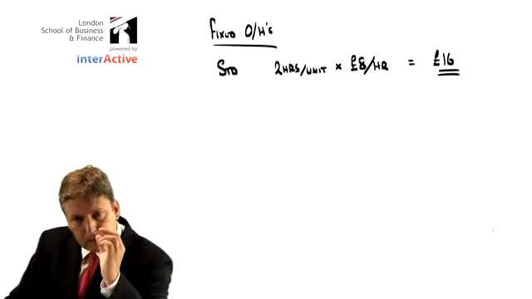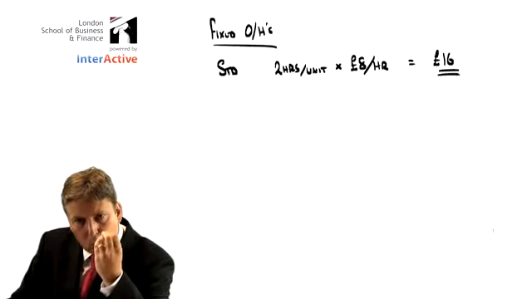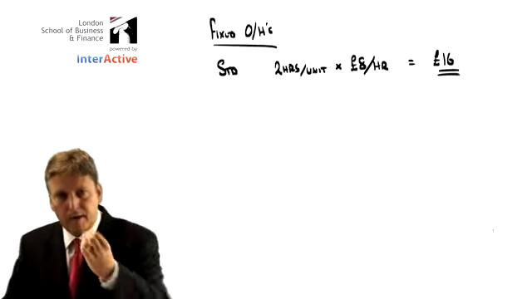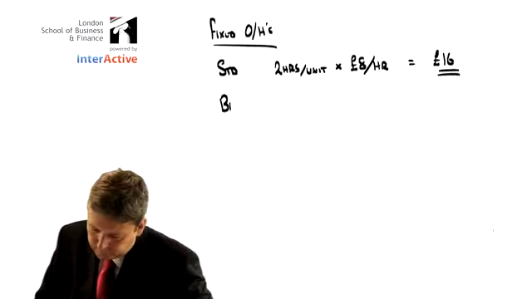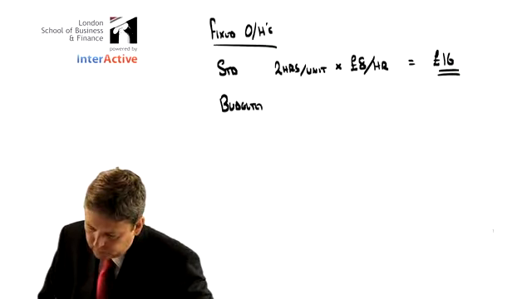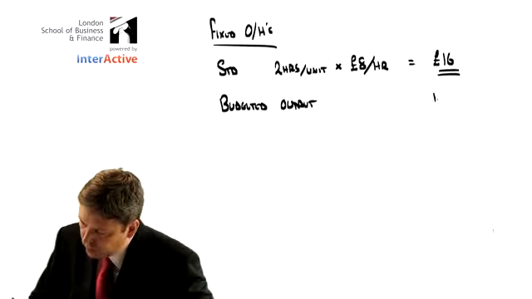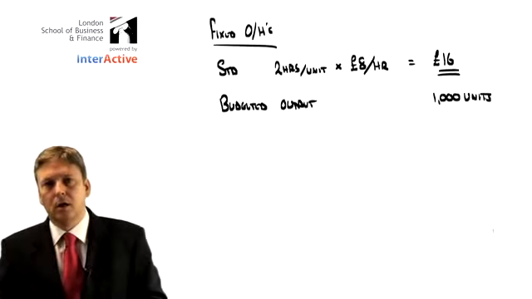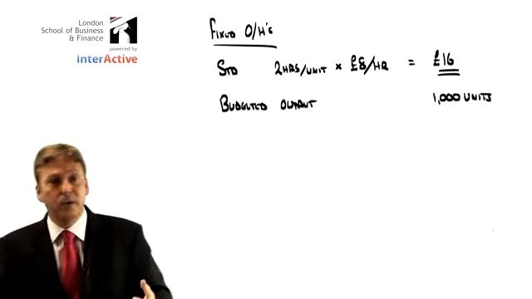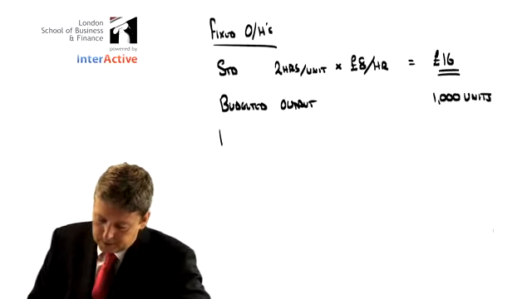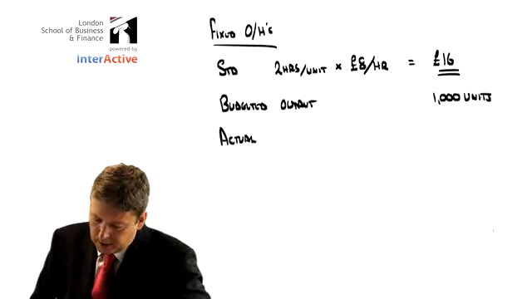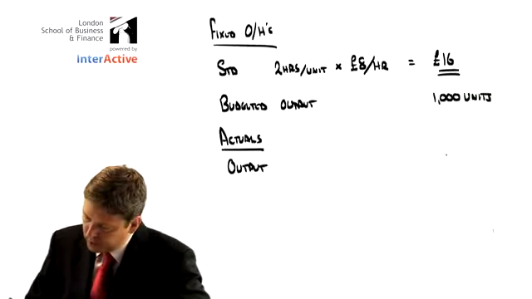Remember, because of the fixed nature of the cost, I also want to know the budgeted level of activity. The budgeted output, let's just say, was 1,000 units. And once we've got those, now we just have to look at the other bits and pieces. If we're looking at our actuals, we know that the actual output was 1,400. We're using the same example throughout.